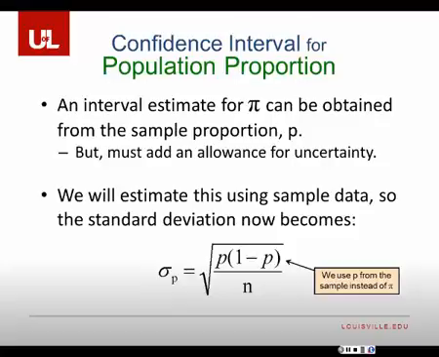So an interval estimate for pi can be obtained from the sample proportion P, but we must add an allowance for uncertainty. We will estimate this using the sample data. So the standard deviation now becomes the square root of P times 1 minus P, divided by N. This isn't new from last chapter. That's exactly what we used last chapter.